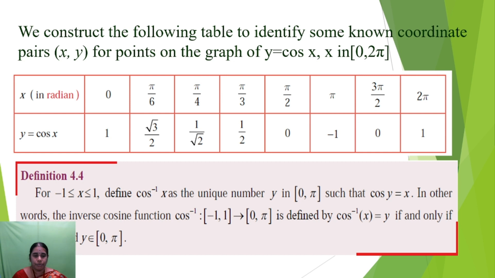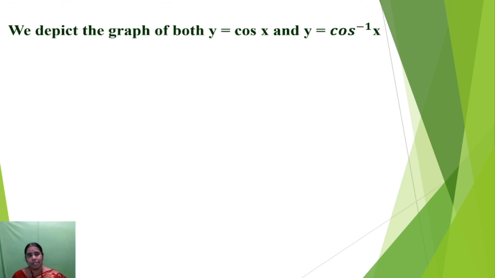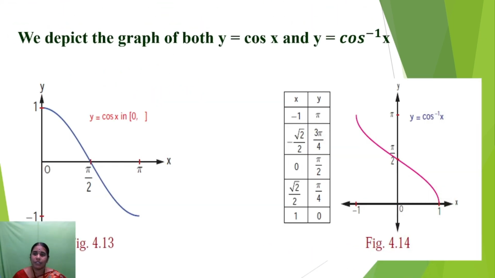Next, the definition for cos inverse of x. For x belonging to minus 1 to plus 1, we define cos inverse of x as a unique number y in 0 to pi, such that cos y is equal to x. It can be represented as cos inverse of x from minus 1 to plus 1 to 0 to pi, which is defined by cos inverse of x equal to y if and only if cos y is equal to x and y belongs to 0 to pi. This is the graphical representation. We duplicate the graphs of both y is equal to cos x and y is equal to cos inverse of x for your reference. Figure 4.13 defines cos x, whereas 4.14 represents cos inverse of x.